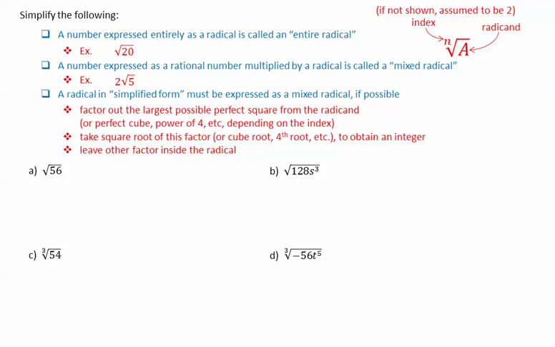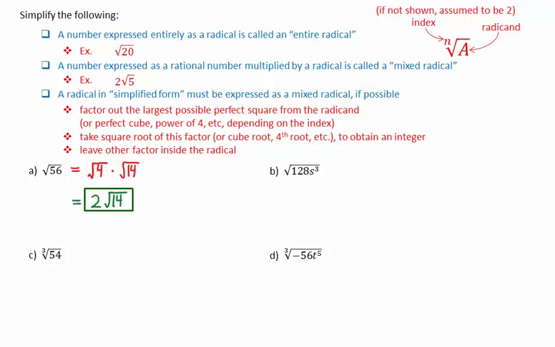Let's look at the first example, the square root of 56. We can write the square root of 56 as the square root of 4 times the square root of 14. We then write the square root of 4 as 2, giving us a result of 2 root 14.